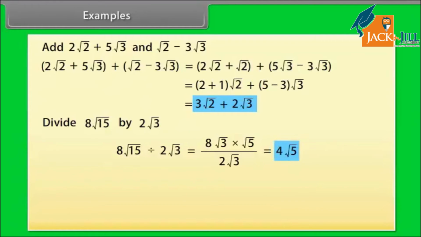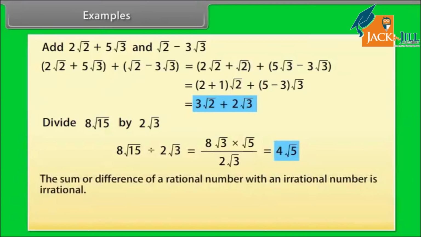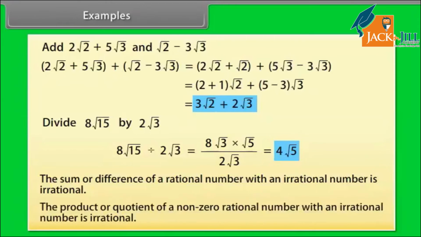So from these examples, we can conclude that the sum or difference of a rational number with an irrational number is irrational, and the product or quotient of a non-zero rational number with an irrational number is irrational. Identities. Now let us go through some identities related to square root.